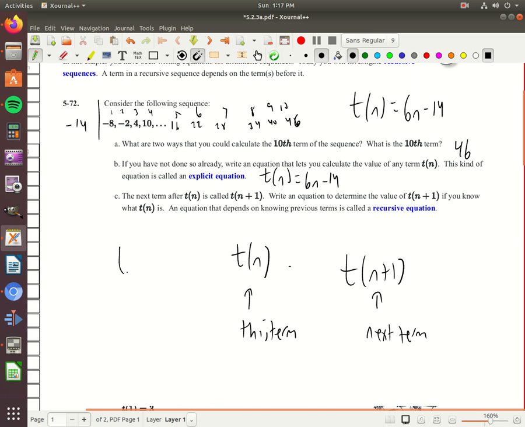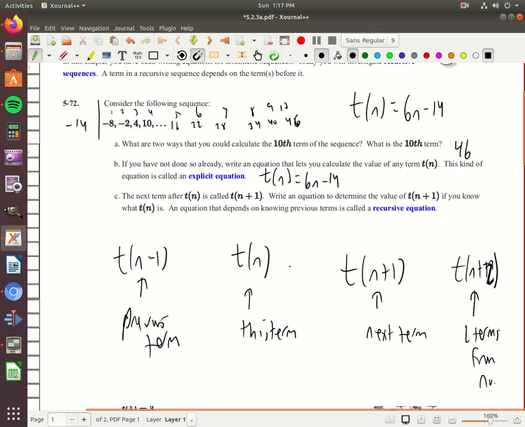And if I want the previous term, I'll say n minus 1. And if I said something like t of n plus 2, which I probably wouldn't, I'm essentially saying 2 terms from now. Because everything is based off of n, right? So imagine if I say t of 2, well, that's this term, t of 2. What's the next term? Well, what's 2 plus 1? It would be t of 3.